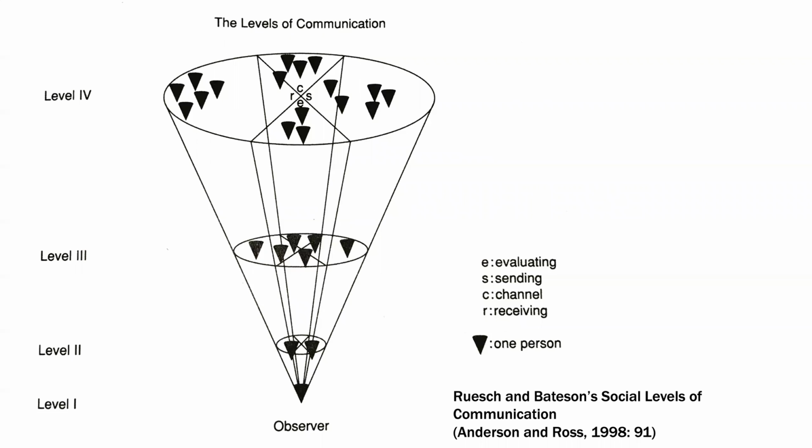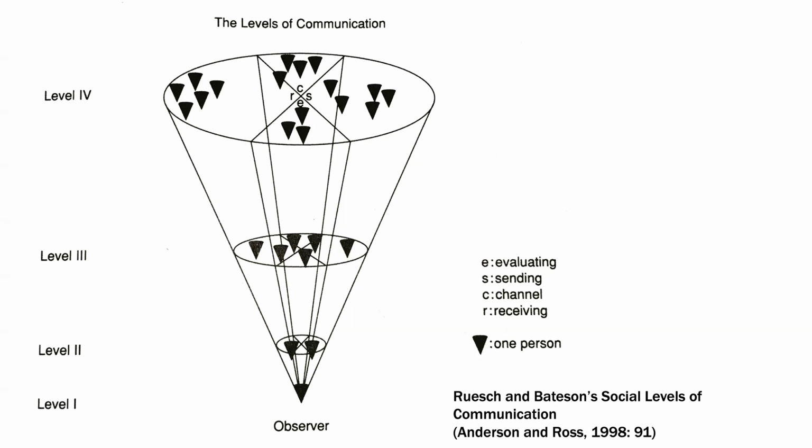Level 2 is one-to-one or interactive. This is a two-way communication process. In this level, we have a sender and a receiver. A sender and a receiver can switch role from being a sender and a receiver. This means that a sender can send messages to a receiver, and a receiver can also send messages to a sender. Level 3 is a group level.